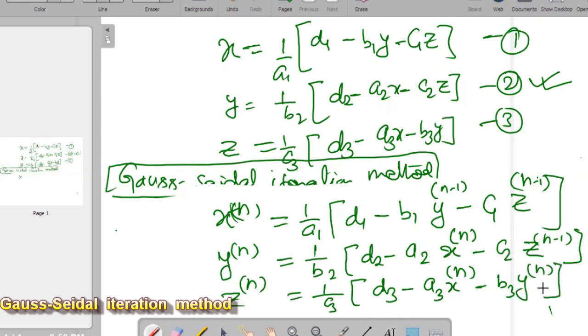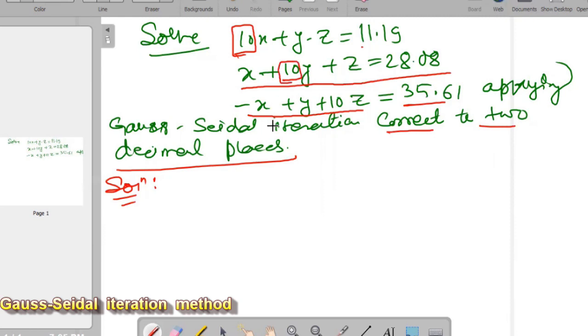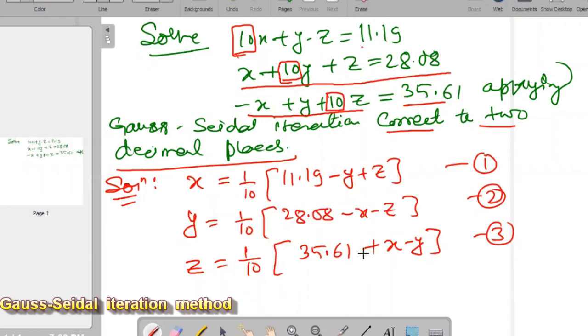So we write here for n equals 1, 2, 3: x plus y plus 10z equals 35.61. Applying the Gauss-Seidel iteration method, correct to 2 decimal places. In this case, from the first equation we find the value of x, because the coefficient of x is greater than or equal to the absolute values of the coefficients of y and z. From the second equation we find the value of y, and from the third equation we find the value of z. This is the equation 3.